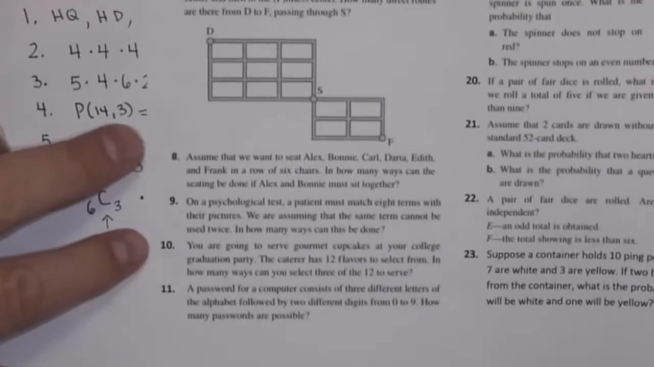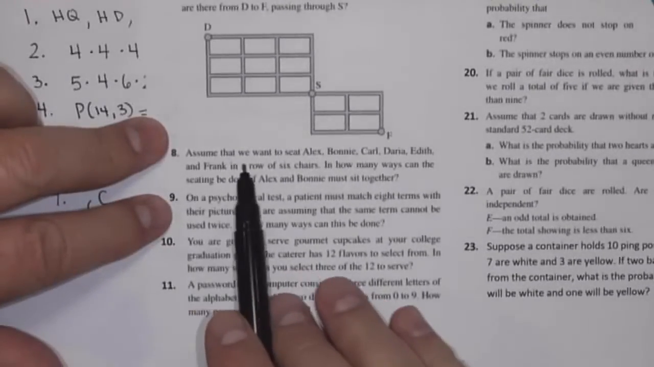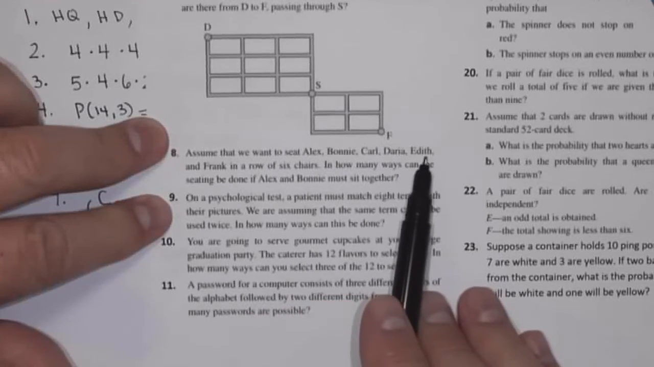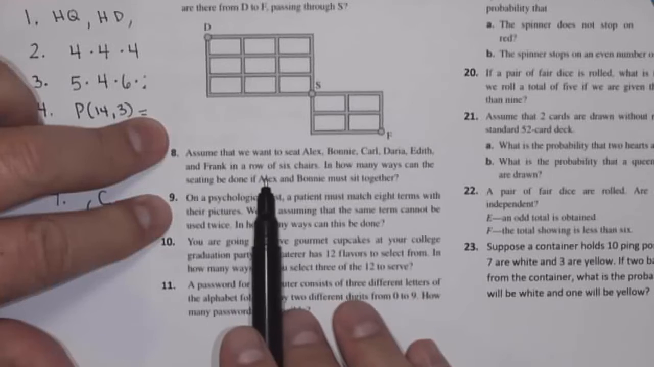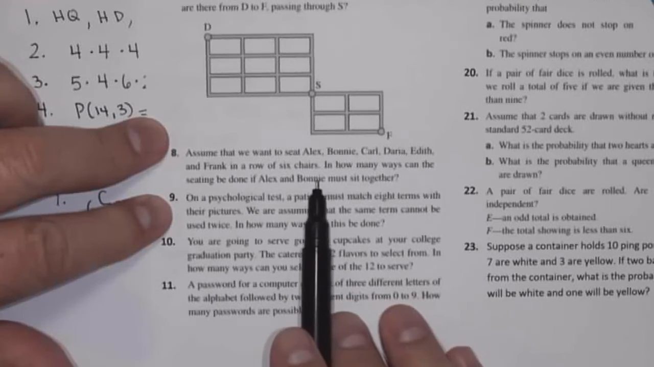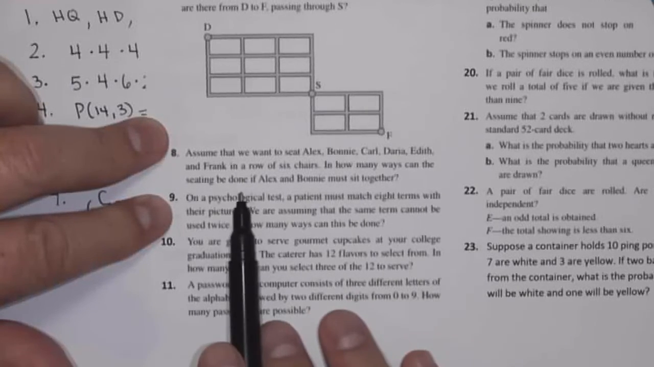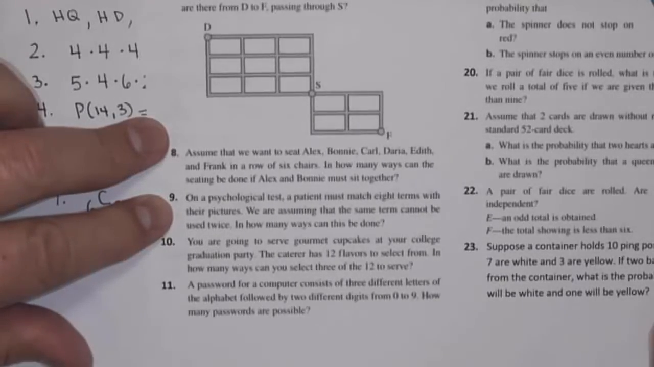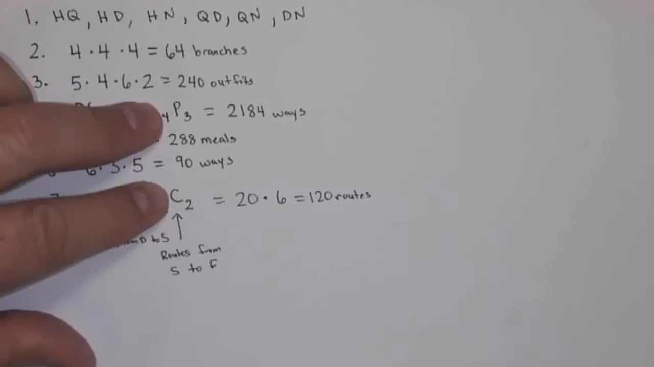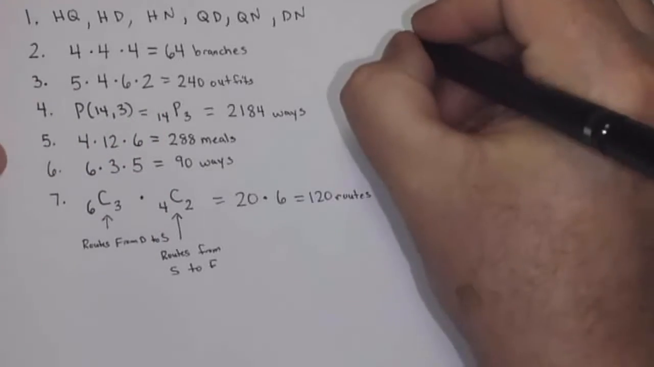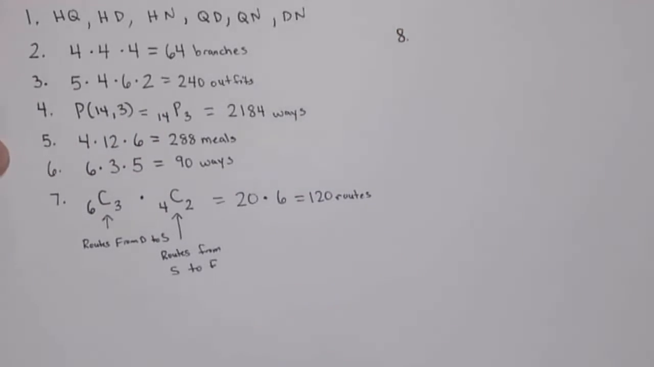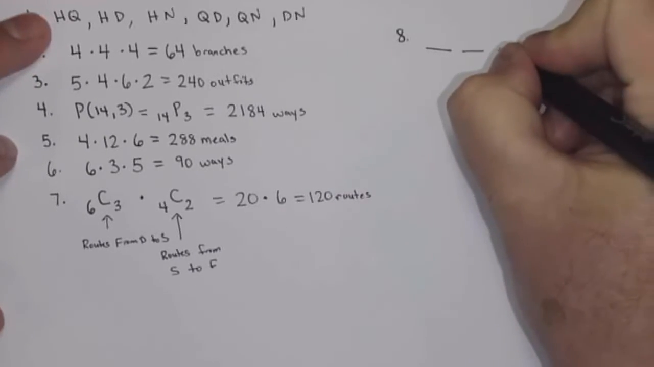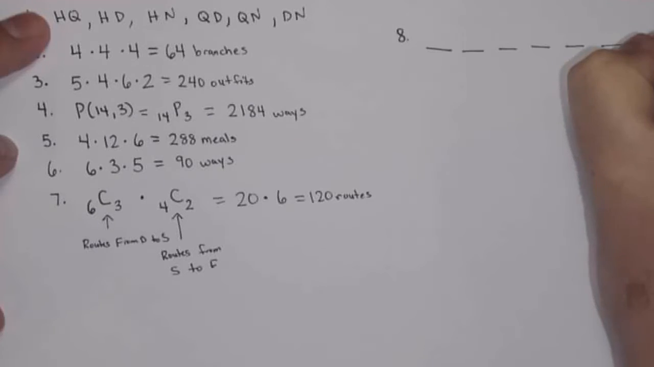So take a look at number 8. Assume that we want to seat Alex, Bonnie, Carl, Daria, Edith, and Frank in a row of 6 chairs. And how many different ways can the seating be done if Alex and Bonnie must sit together? So we have to have 6 chairs. So we have 1, 2, 3, 4, 5, 6.